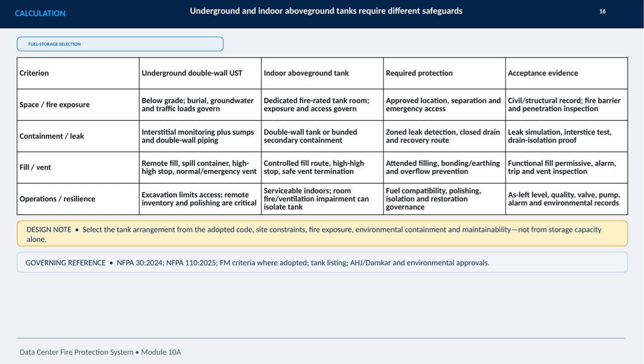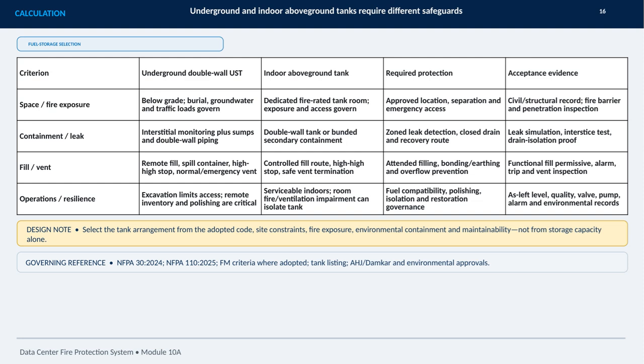For an underground tank, burial, groundwater, traffic loads, excavation limits, and remote monitoring become central concerns. Protection typically includes interstitial leak monitoring, sumps, double-wall piping, remote fill, spill control, emergency venting, and reliable inventory management.